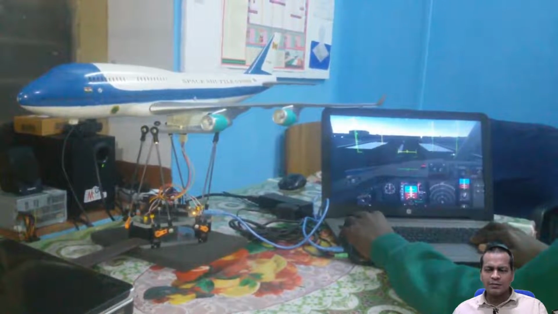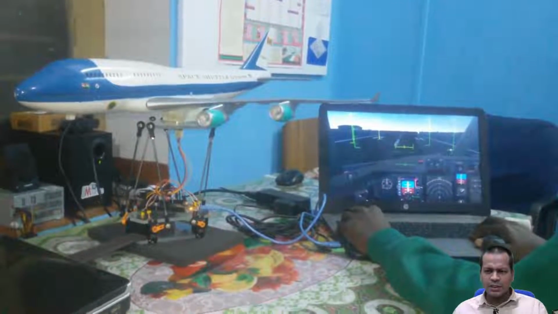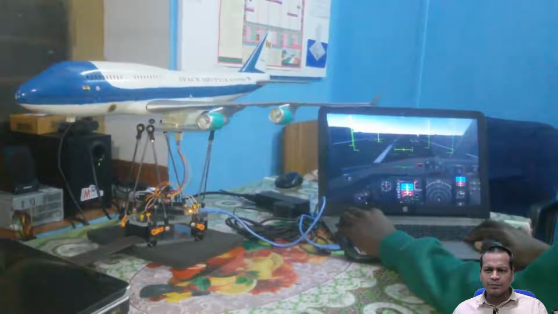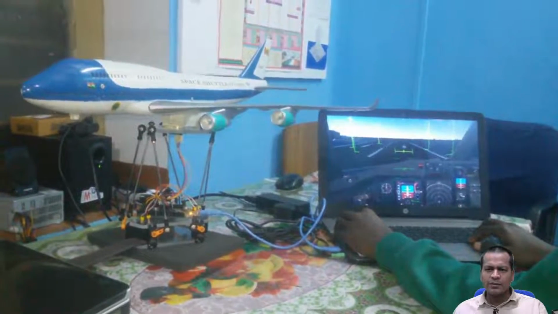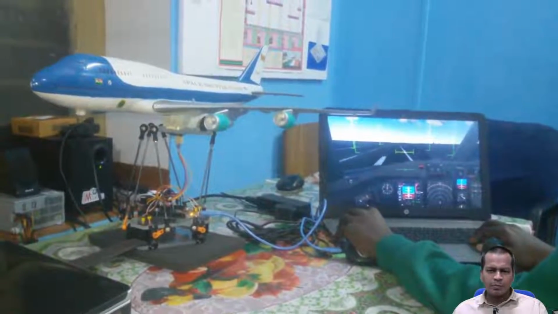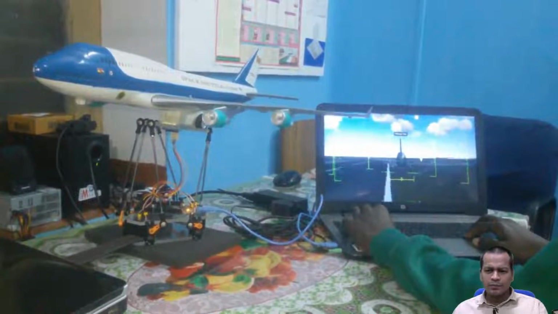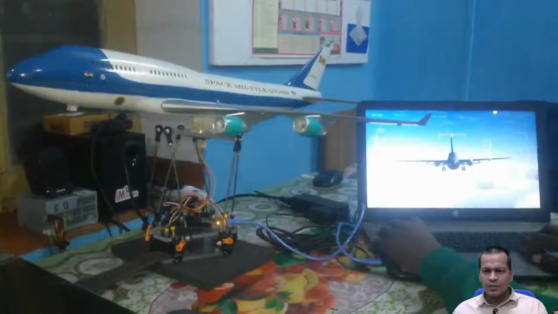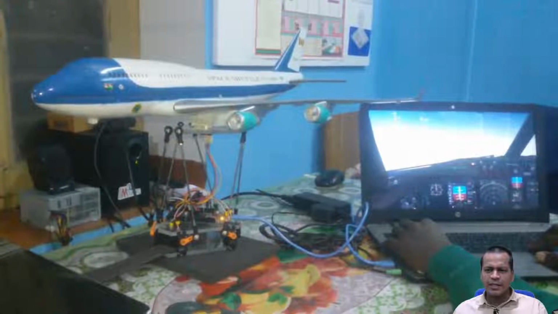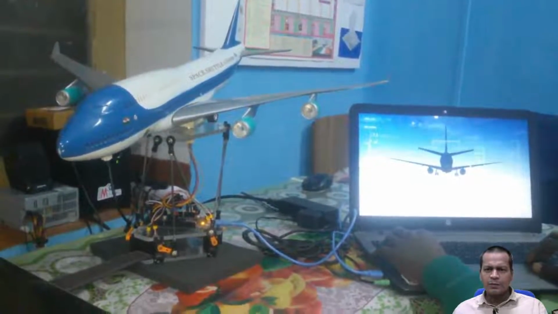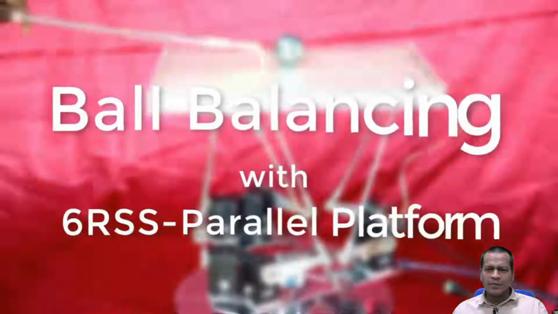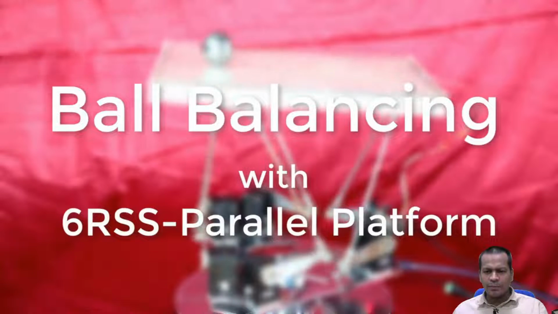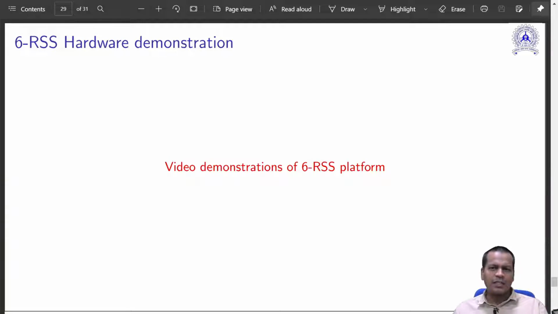A flight simulator, FlightGear, if you know it, is integrated to that. So this is the FlightGear front end which is integrated to a parallel robot of this kind. It can simulate constant running, landing, takeoff, everything. So this is done. Altogether, I have shown you different applications for the 6 RSS hardware that we have built as a product now.